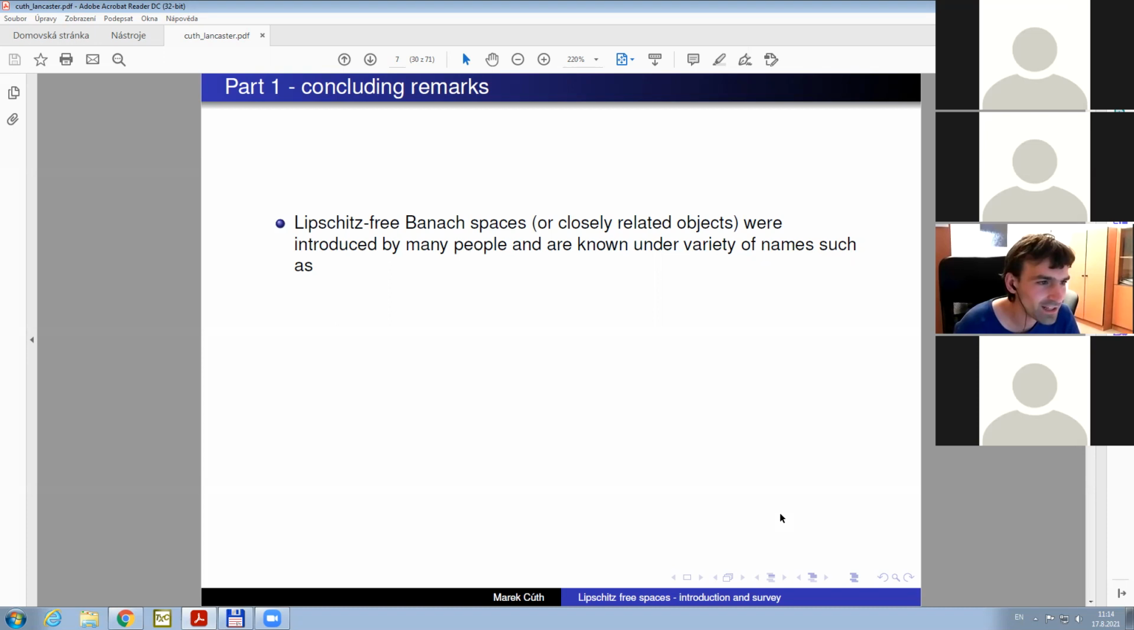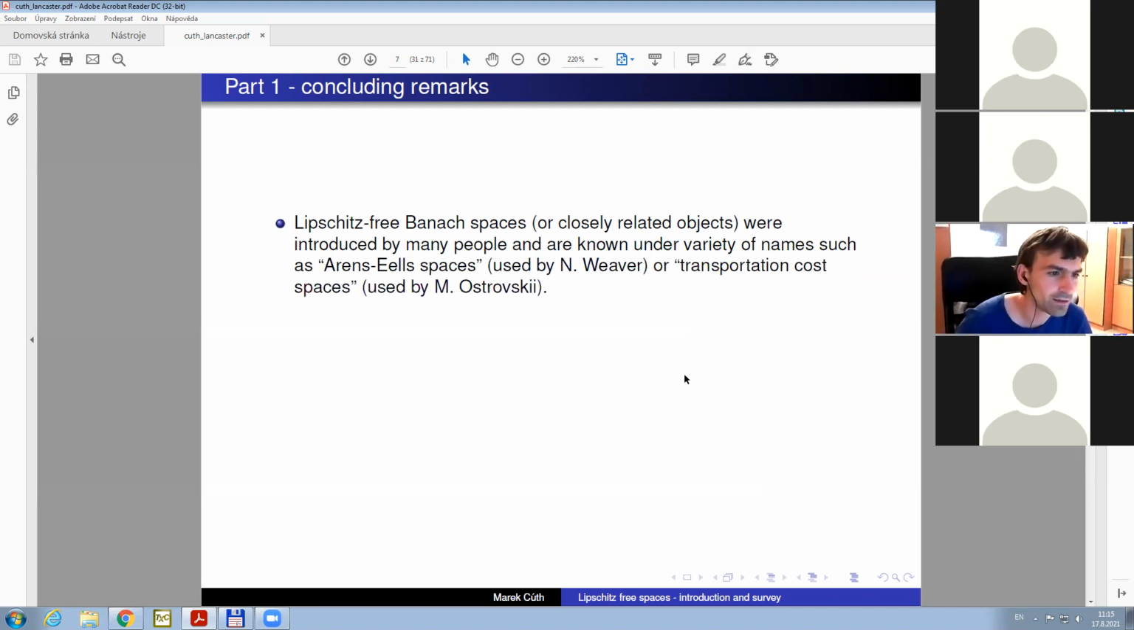So the first remark is that Lipschitz-free Banach spaces, or maybe sometimes closely related objects, were introduced by many people and are known under a variety of names. Some authors prefer the approach using transportation cost, some authors the approach using evaluation maps. For example, Nick Weaver calls them Arens-Eells spaces. Mikhail Ostrovskii calls them transportation cost spaces, and we call them Lipschitz-free spaces.